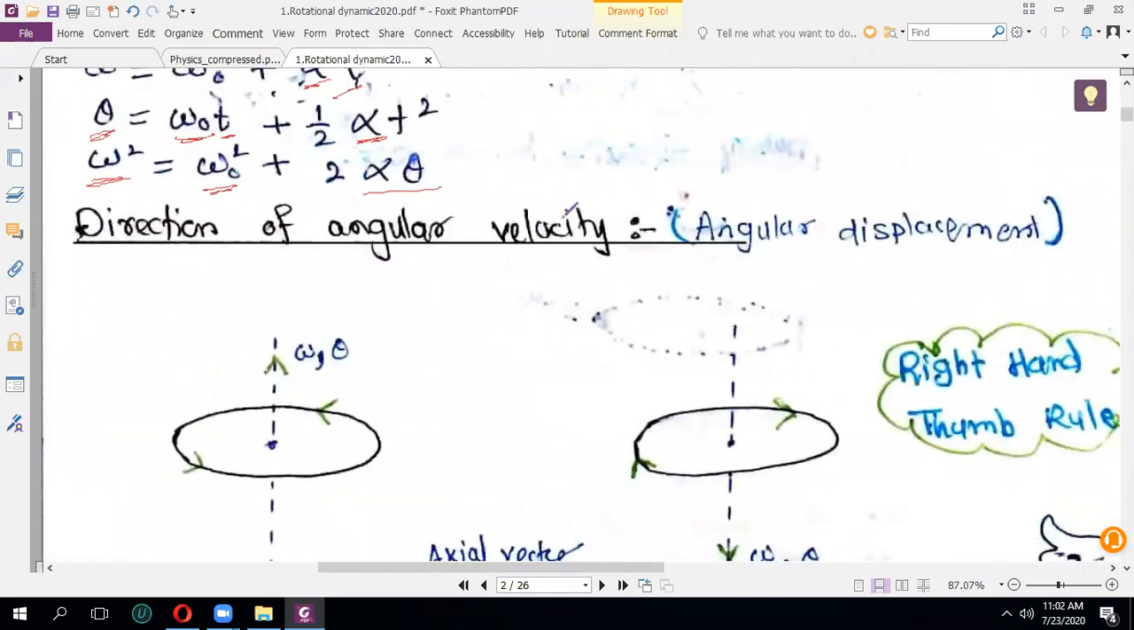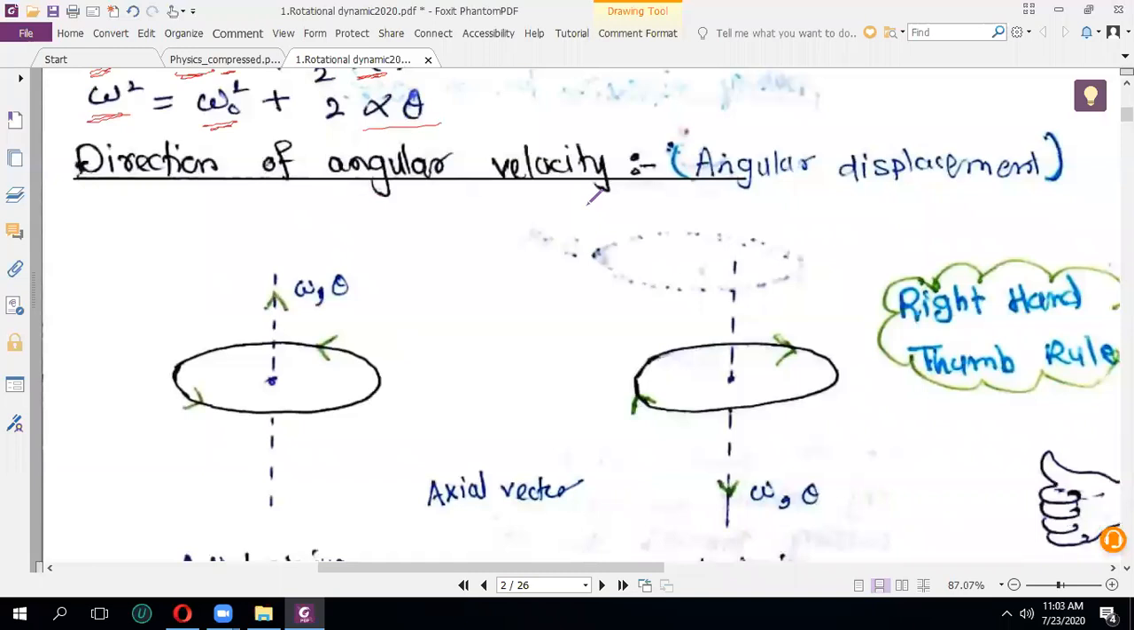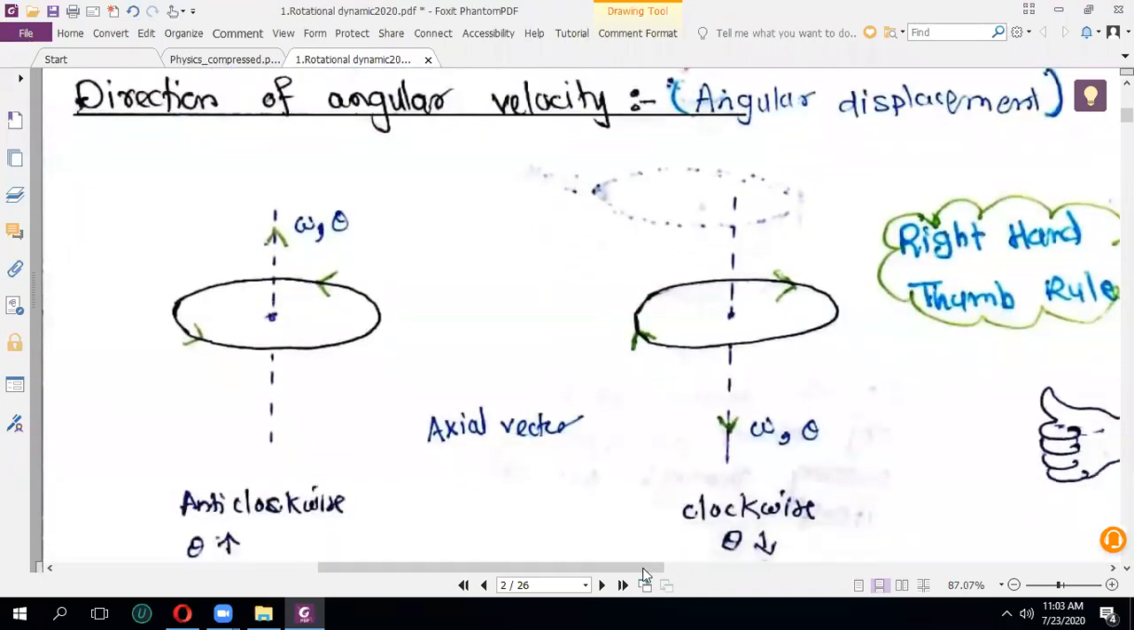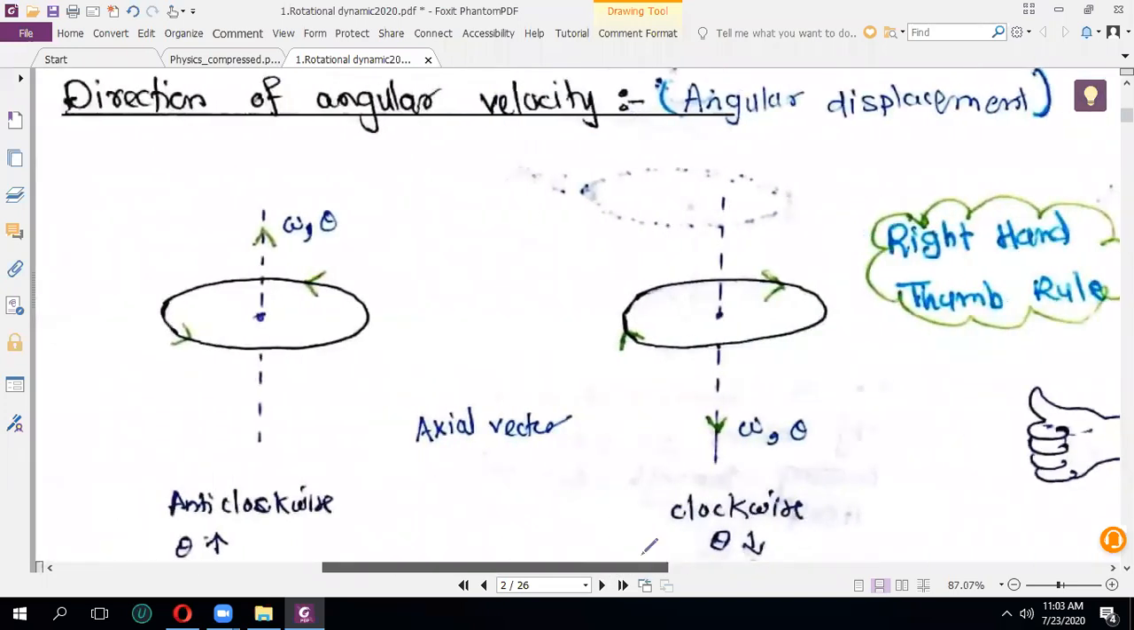Group में send कर दो. Direction of angular velocity, because I'm revising this part. I already taught you this part in the Monday lecture. Direction of angular velocity. Remember, we are using which rule? Right hand thumb rule. How to find the velocity or angular displacement direction?